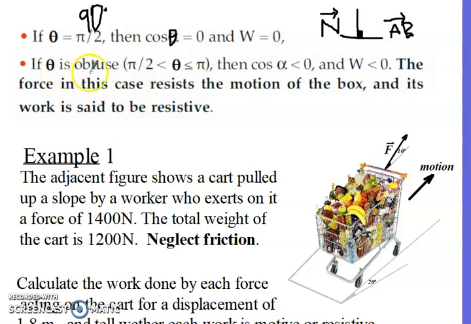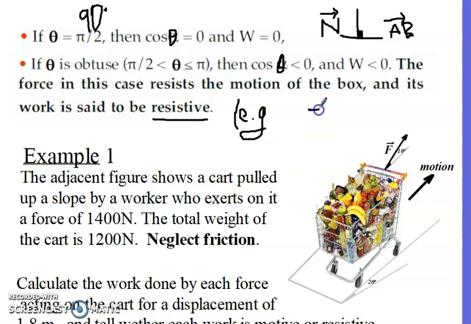Now if theta is obtuse, I mean between 90 and 180, then cosine theta is negative. So the work is negative. The force in this case resists the motion of the box, and it is said to be resistive. As an example, who can give me an example about resistive work?